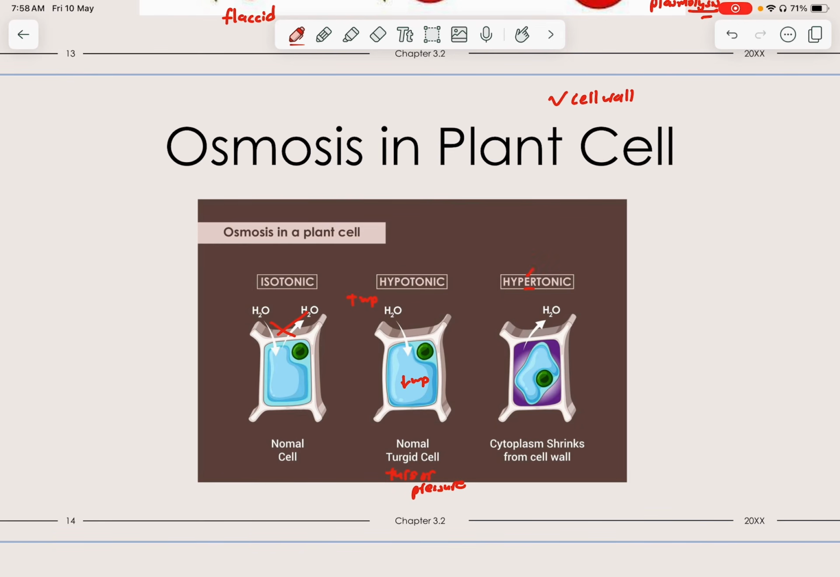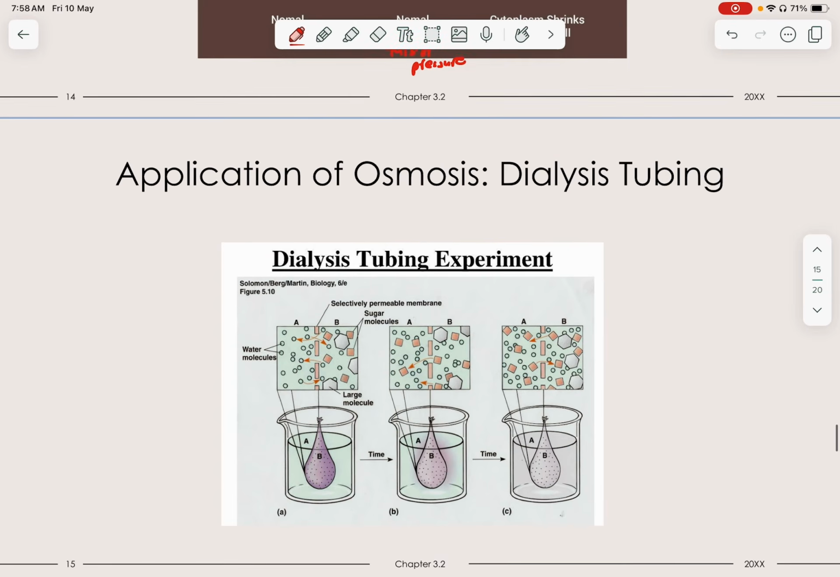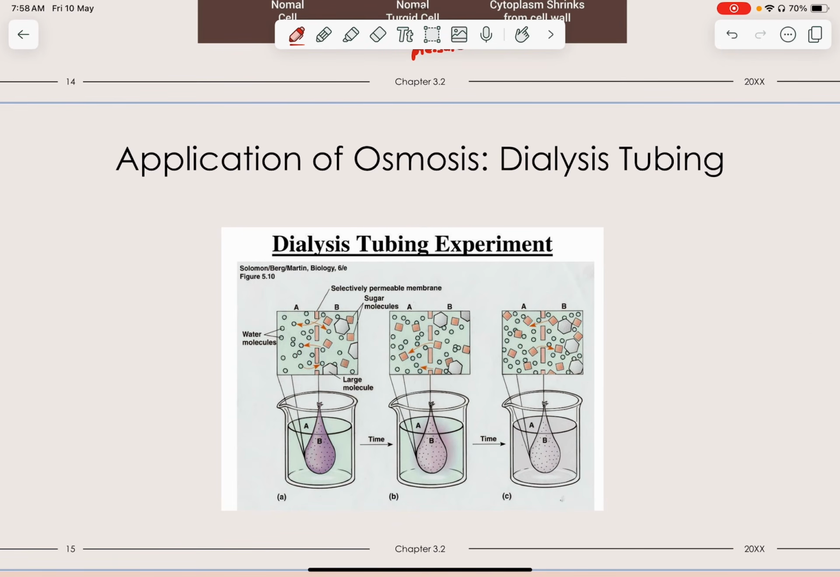Hypertonic, we always see E as exceed. So what happens is that inside has a relatively higher water potential, outside has a low water potential. Therefore, water exceeds. Of course, the plant cell won't shrink like an animal cell, but the cell membrane, or I would say the cytoplasm, will shrink from the cell wall. It will pull away from the cell wall itself. Then we call it flaccid. So I hope you understand. Of course, if you do not understand, please comment in the section below. I will definitely help you, okay?